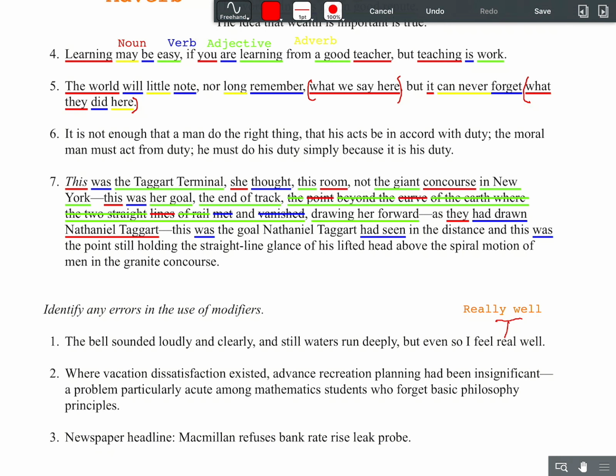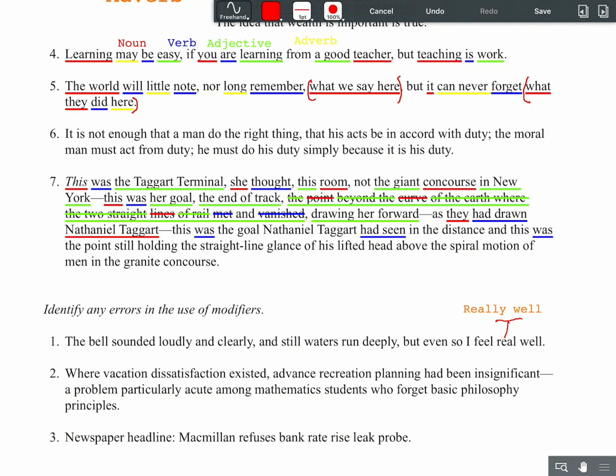So the bell sounded loudly and clearly. So loudly and clearly are both adverbs that modify sounded. They don't modify bell. They modify the sounding in this particular case. And that seems correct. I think that's correct. Still waters, still is an adjective. Waters is the noun, run the verb, and deeply, run deeply. So deeply looks like an adverb modifying how it runs.